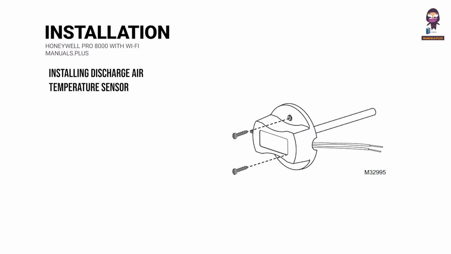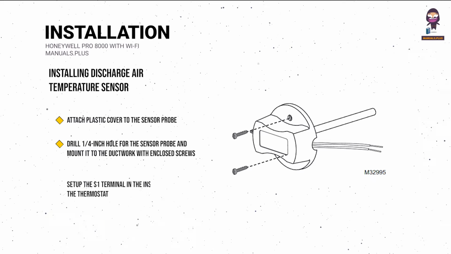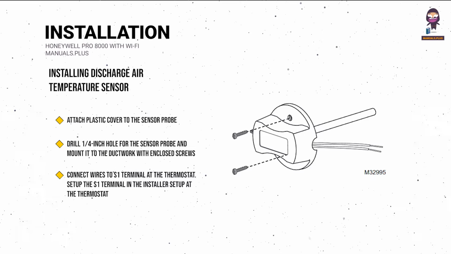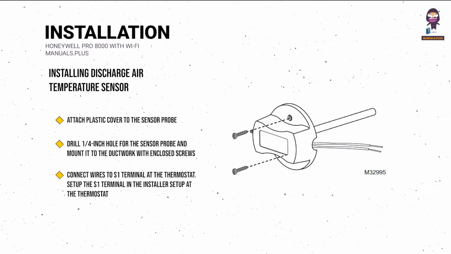Installing discharge air temperature sensor. Attach plastic cover to the sensor probe. Drill 1/4-inch hole for the sensor probe and mount it to the ductwork with enclosed screws. Connect wires to S1 terminal at the thermostat. Set up the S1 terminal in the installer setup at the thermostat.